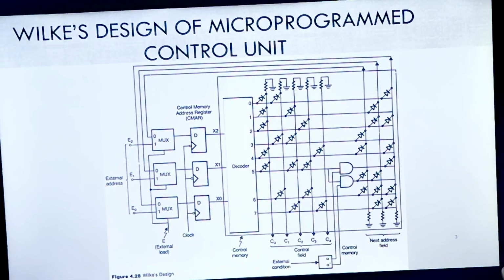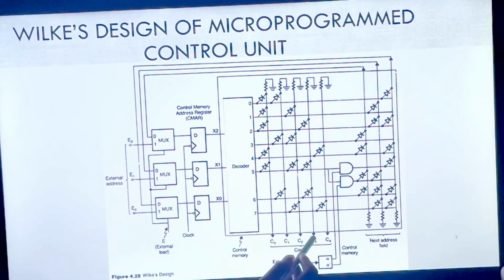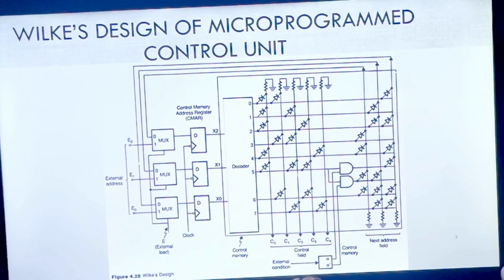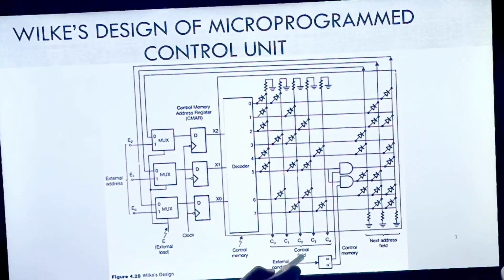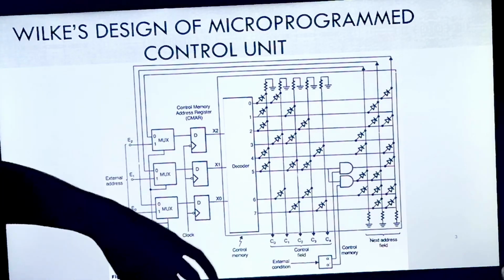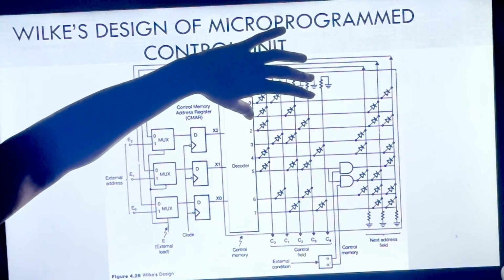This is just a random example. I am assuming that there are a total of 5 control signals. Fine. And what are these? I think you understood. And this field is known as the control field, the set of all the control signals. Now this part is clear, I think, for you.